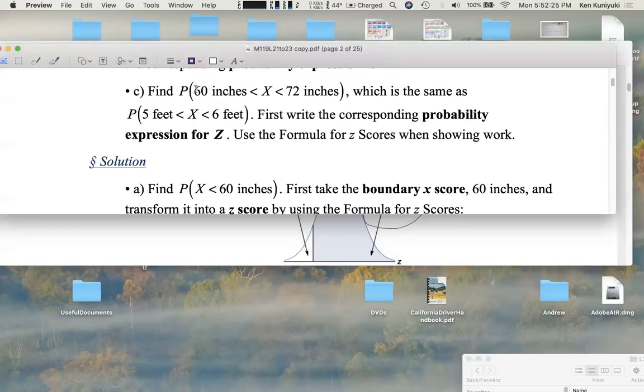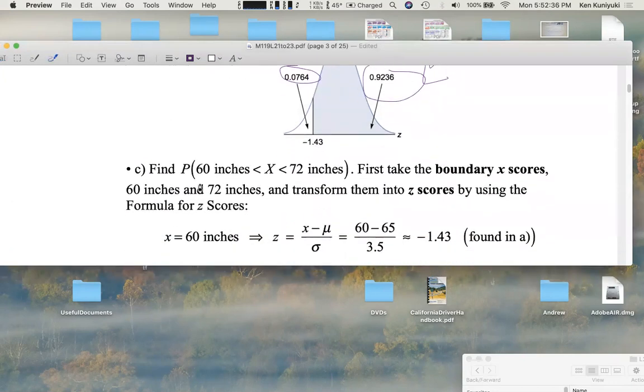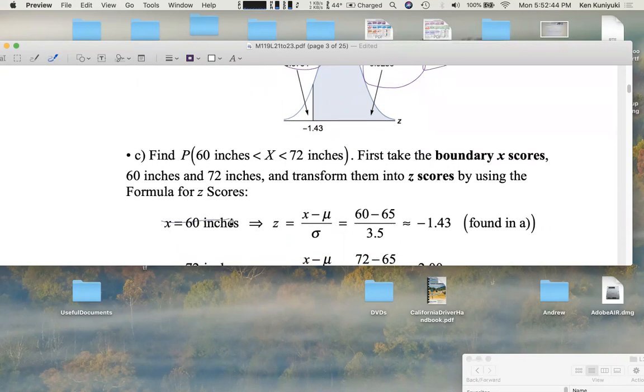Well, our first step is to find the Z-scores for both of these boundary values, this lower value and this upper value. So we take the boundary x-scores, 60 inches and 72 inches, and transform them into Z-scores. First off, for 60 inches, we use this formula for Z-score, x minus mu all over sigma. We take the 60 inches for x, subtract off the mean, 65 inches, divide the difference by the standard dev sigma, which was 3.5 inches. The result is negative 1.43. This was the same calculation we did in part A.